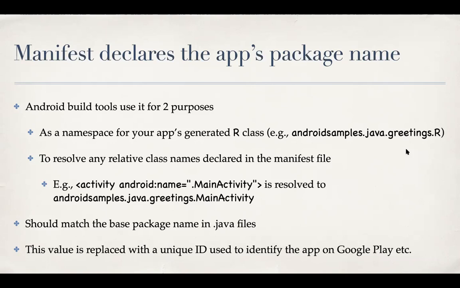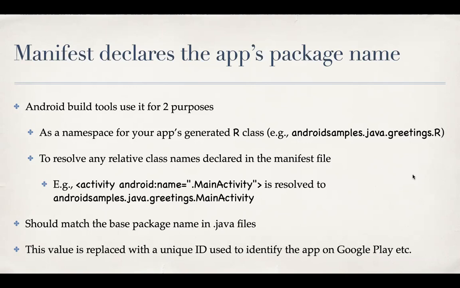Finally, this app package name is also used after the app is signed and built, and delivered. Its value is replaced with a unique, auto-generated ID that is used to identify the app on Google Play and on your device, etc. So, for example, when you push a new version, instead of installing a new app, it basically pushes the new version on the device by matching this unique ID, which replaces the existing one.